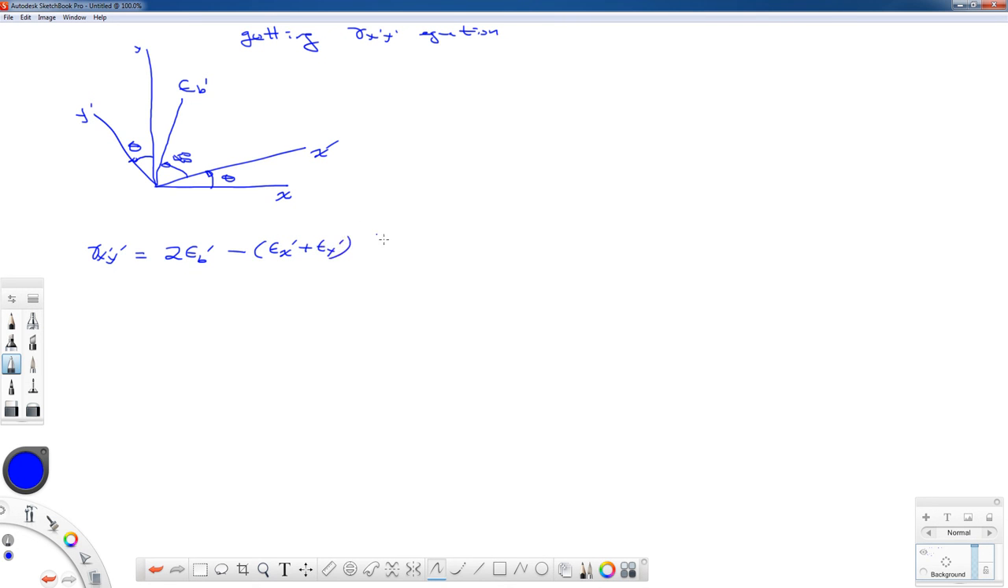Now we know about the strain transformation equations for epsilon x and epsilon y, and epsilon x prime and epsilon y prime. Epsilon x prime plus epsilon y prime is equal to epsilon x plus epsilon y. We saw that on the previous page. So I'm going to rewrite this as 2 epsilon b prime minus the quantity epsilon x plus epsilon y.